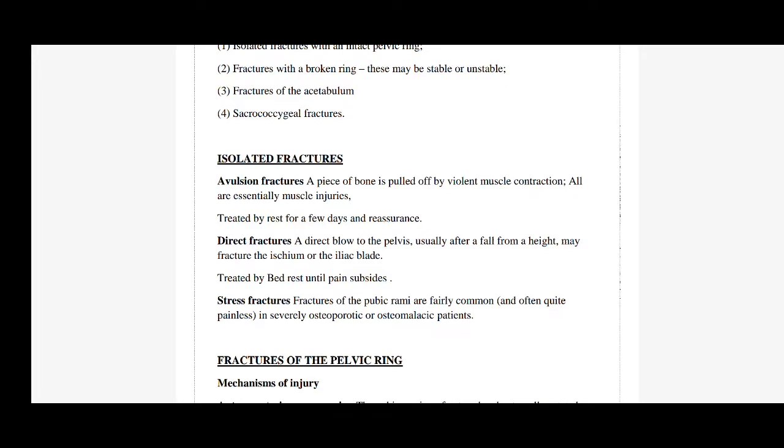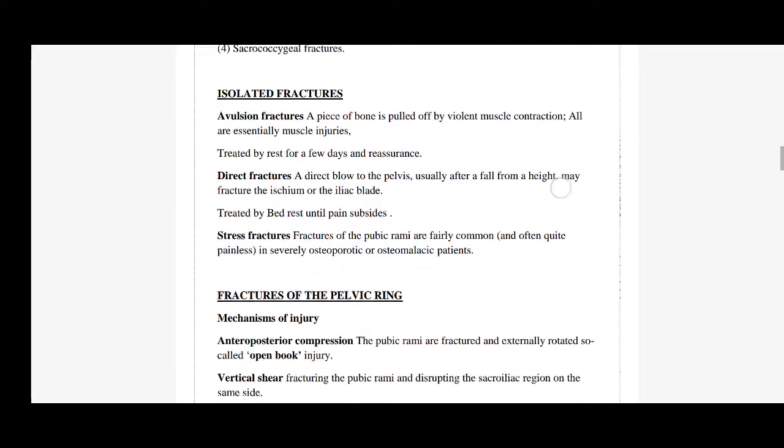These need nothing other than rest, analgesia and simple reassurance. Another is direct fracture, which results from a direct blow to the pelvis and usually occurs after a fall from height onto a hard object and may fracture the ischium or iliac blade. And this is also part of the stable injuries, or stable pelvic fractures, and is treated by reassurance, bed rest and analgesia.